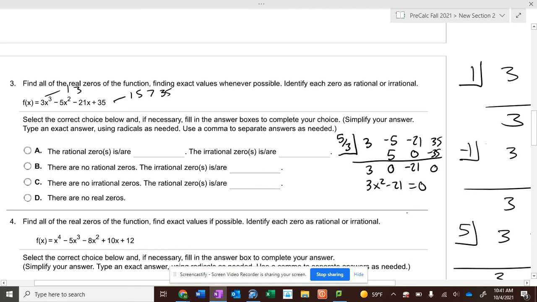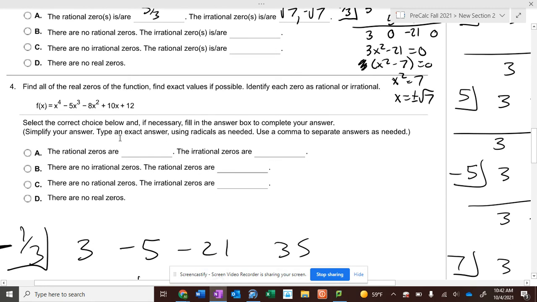equals 0. Can we factor that? Yeah. Take out a 3, and it's x squared minus 7. Does x squared minus 7 factor? No. Okay? If you said equals 0, if you divide by 3, x squared equals 7, so x equals plus or minus the square root of 7. Square root of 7 is an irrational 0. So the rational zeros are 5/3. The irrational zeros are square root of 7 and negative square root of 7. Okay?